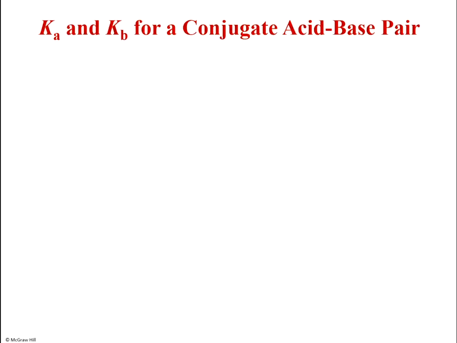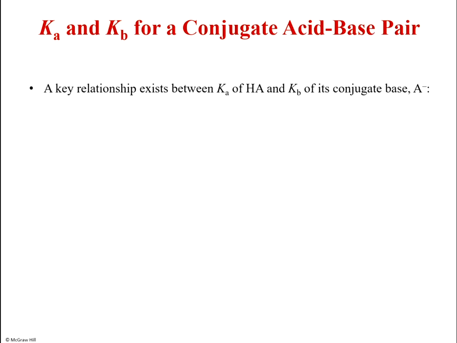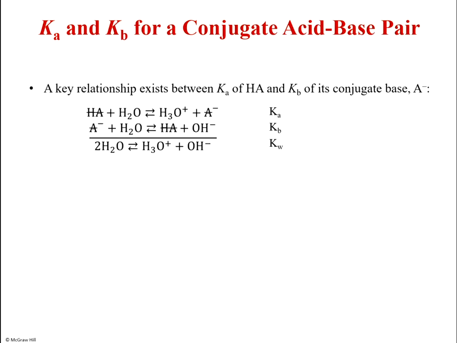We know now, and we'll see, that Ka and Kb for a conjugate acid-base pair have a relationship. And the relationship can be seen as follows. If we take the acid dissociation reaction shown in the first row, it'll have an acid dissociation constant, Ka. We can take the conjugate base hydrolysis reaction in the second row, which will have an equilibrium constant of Kb. If we add these two reactions together, we end up with the autoionization of water. 2 molecules of H2O goes to H3O+ and OH-.